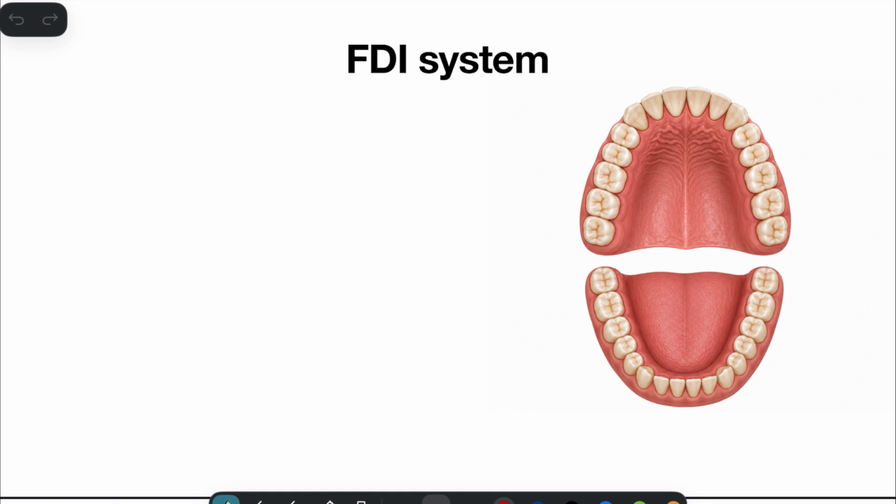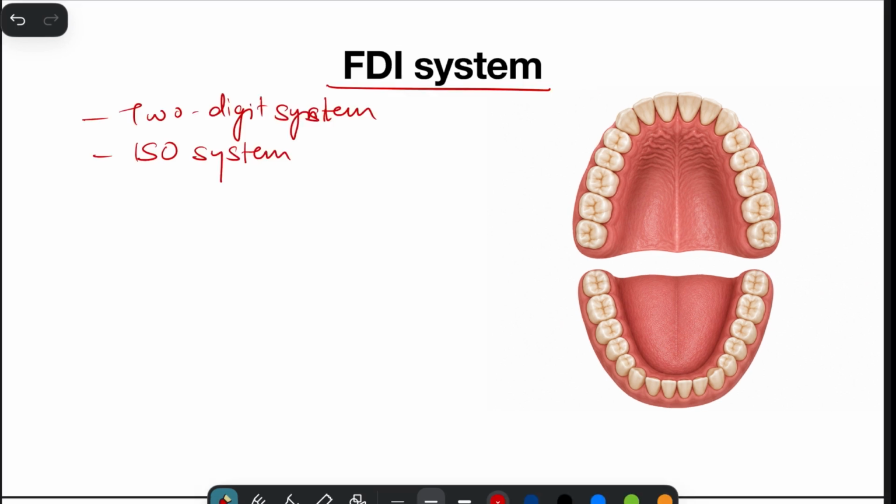The FDI system is also called the two-digit numbering system or the ISO system. This system is widely used internationally because it is simple, logical, and easy for computer records and charting. Unlike the universal numbering system, FDI does not number teeth continuously from 1 to 32. Instead, every tooth is represented using two digits.